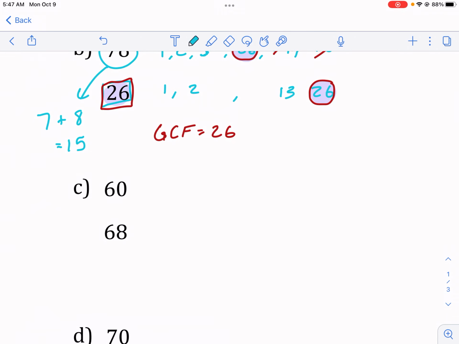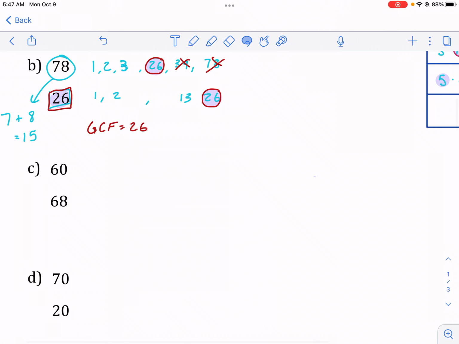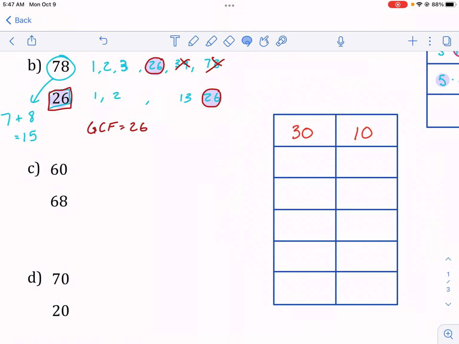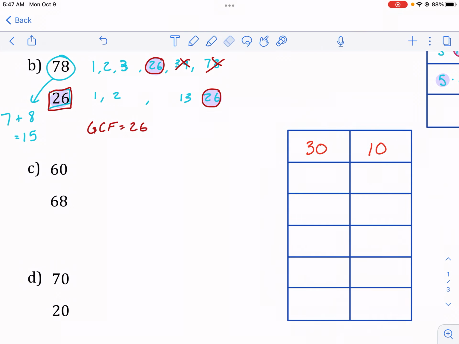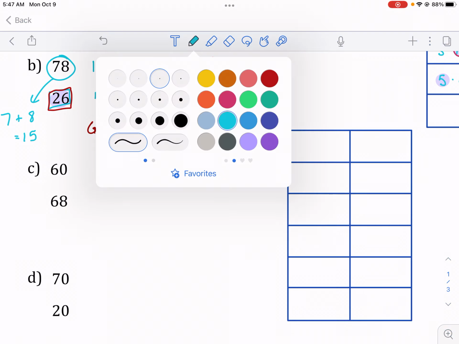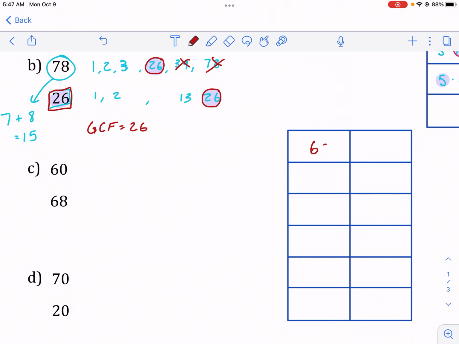So for 60, again, you can make this table, and I said I was going to copy and paste this format, so I might as well use it. So here's the factor pair table. I'm going to change the numbers here to, might as well make it in red, 60 and 68. Let's go ahead and list some factors. So I have 1 times 60. That's always a good place to start.